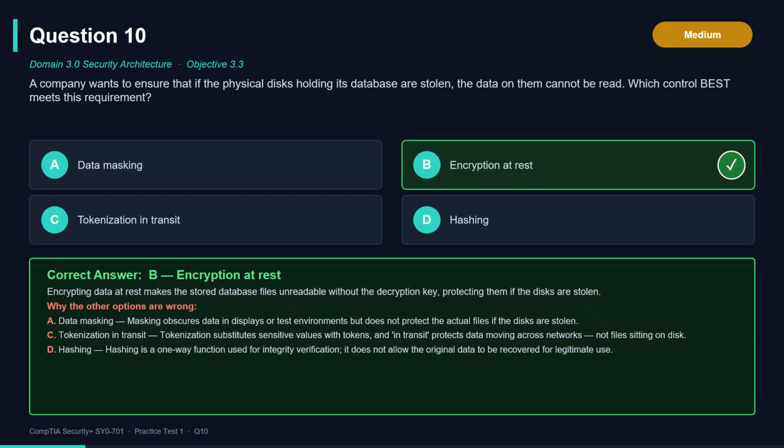Now, why the other options are wrong? Data masking is incorrect. Masking obscures data in displays or test environments, but does not protect the actual files if the disks are stolen. Tokenization in transit is incorrect. Tokenization substitutes sensitive values with tokens, and in transit protects data moving across networks, not files sitting on disk. Hashing is incorrect. Hashing is a one-way function used for integrity verification. It does not allow the original data to be recovered for legitimate use.